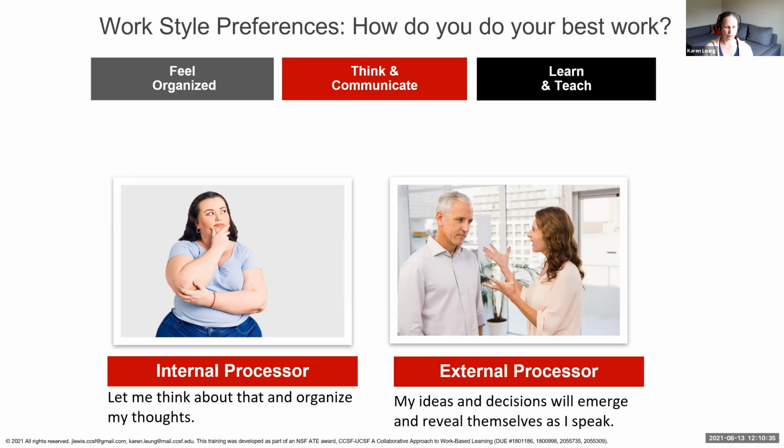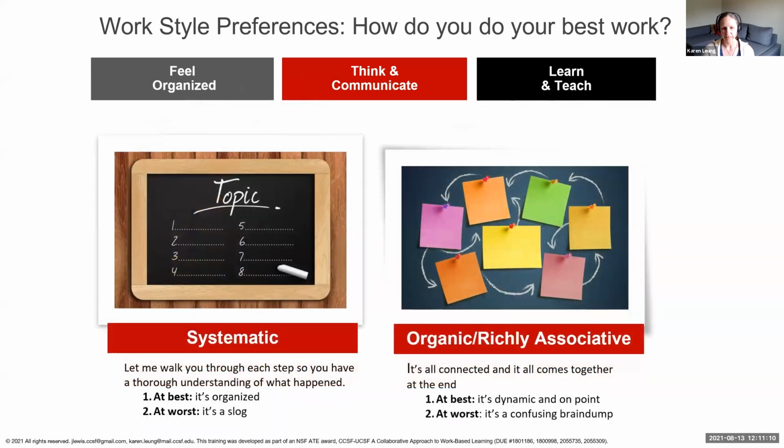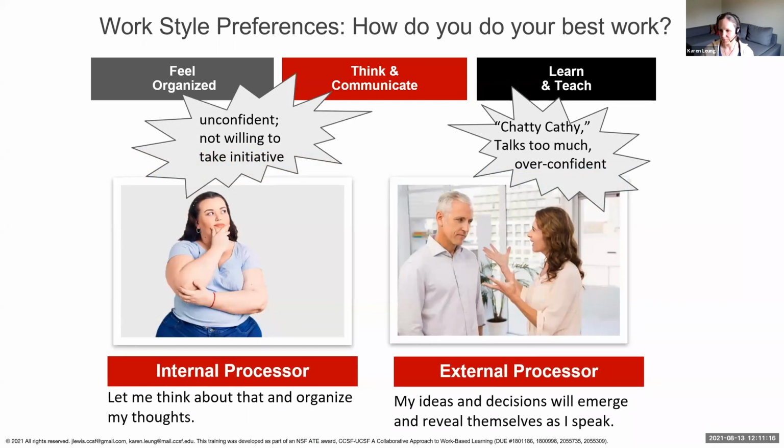This is another one where this is really just two different preferences and dichotomies in how people think and communicate, but it leads to a lot of pathologizing right off the bat. So often internal processors, people might consider them unconfident or not willing to take initiative, because when they're asked a question, they don't immediately have a speedy answer ready for it. Versus someone who's very much an external processor might be considered a chatty Cathy, someone who talks too much, who's overconfident or needy, because they always are needing to talk to somebody. So take a second and think, are you more an internal processor or an external processor? And if you have any questions, if you could put them in chat, that would be great.